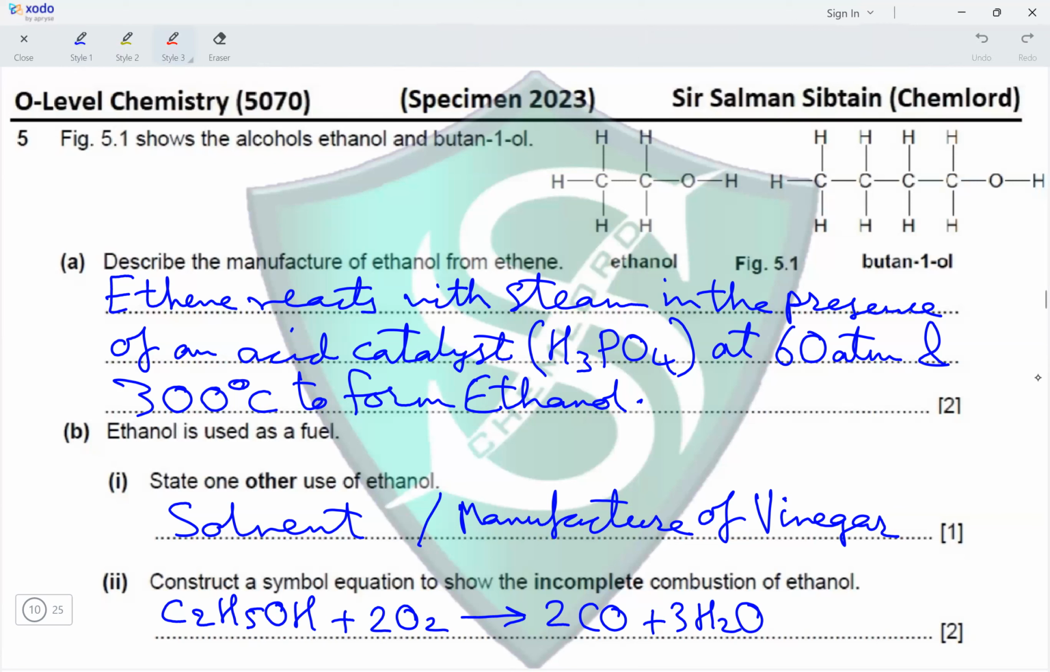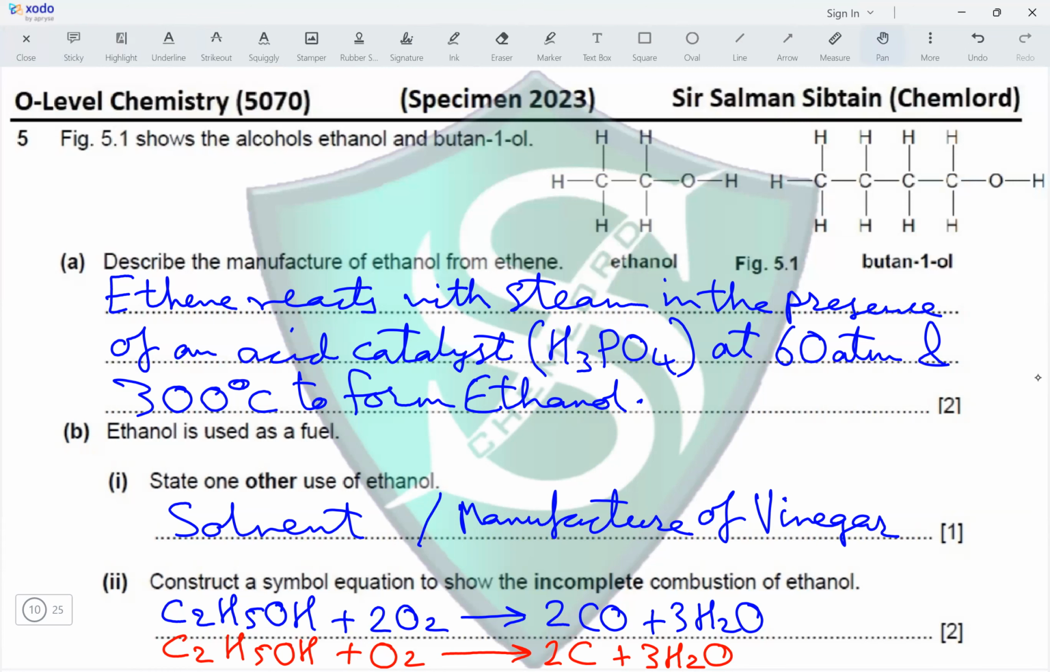soot depositing, we would have C2H5OH reacting with only 1 mole of oxygen, because carbon will not be combining with oxygen, so we will have 2 moles of carbon being deposited and 3 moles of water being produced. So either of these two equations would be acceptable as the answer for this part.